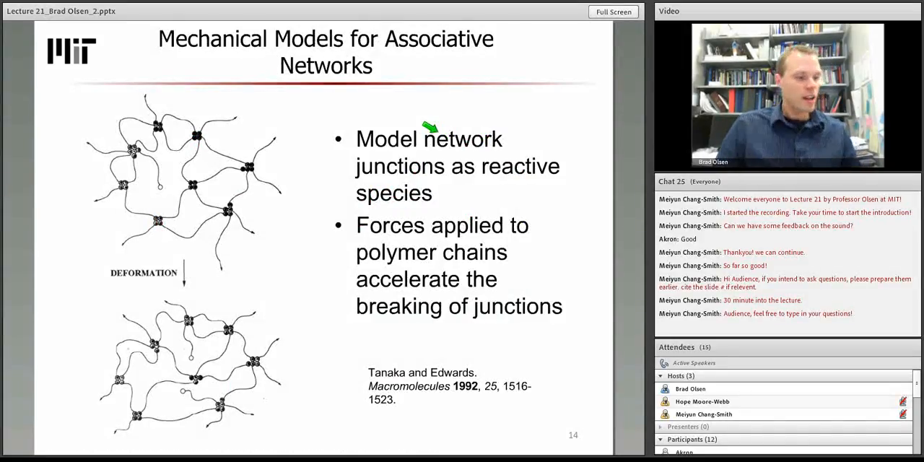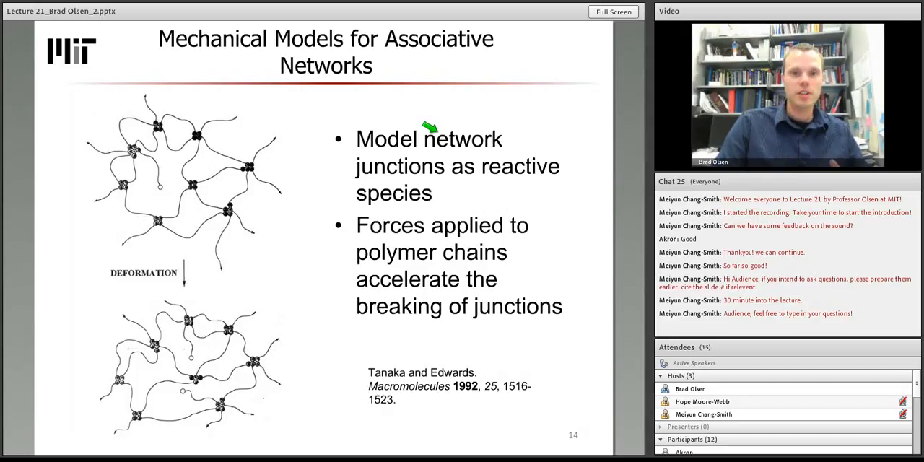All right, so models for the mechanical response of these types of physical associating structures have been studied by a number of groups. One of the earliest works in this area was by Tanaka and Edwards back in 1992, and they essentially developed a paradigm for modeling these associative networks. So the idea is that you consider a network as essentially a number of polymers which are linked together by reactive species.